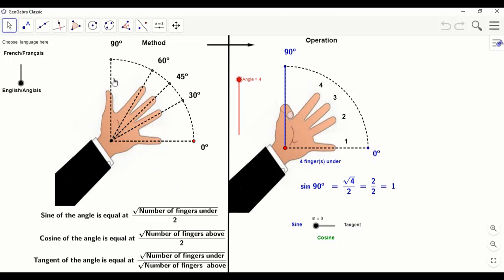Alright, you can see what I have here. You can see the thumb, which is signified as 90 degrees. You see the smallest finger, which is signified as 0 degrees. Then you see the ring finger, which is signified as 30 degrees. Then the longest finger is labeled as 45 degrees. Then the index finger is labeled as 60 degrees. So these are the special angles we have.